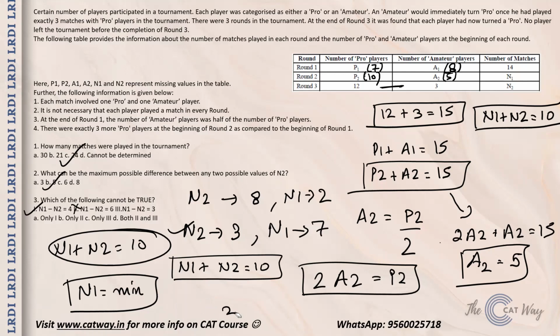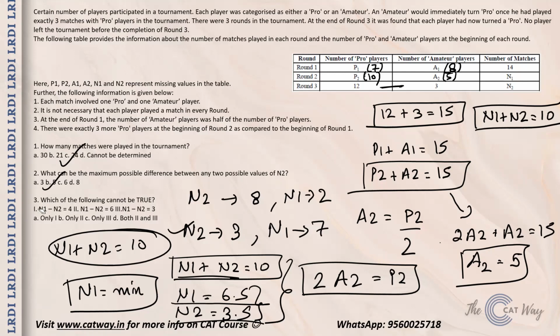Then coming to the third statement, which is n1 minus n2 is equal to 3. The only possible case is that n1 is 6.5 and n2 is 3.5. This is a simple equation, which you can all figure out on your own. Now, the number of matches cannot be in decimal, they have to be integers. So statement 3 is also false.